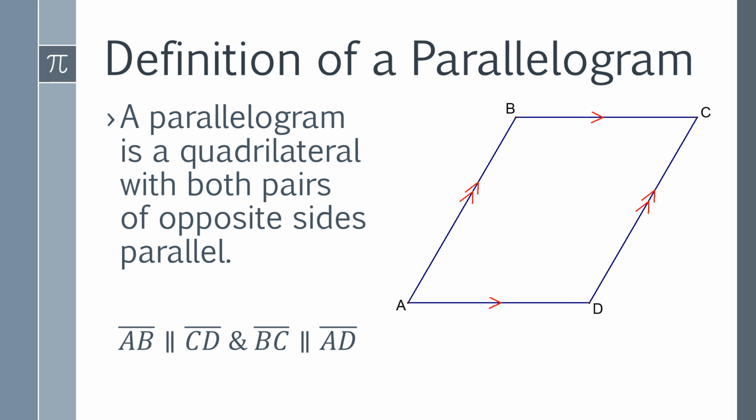Yeah, you are. All right, definition of a parallelogram. A parallelogram is a quadrilateral with both pairs of opposite sides parallel. So in this case, AB is parallel to CD and BC is parallel to AD. And that's what these markings mean. When we have these little arrowheads, those two are parallel, and then these two are parallel.